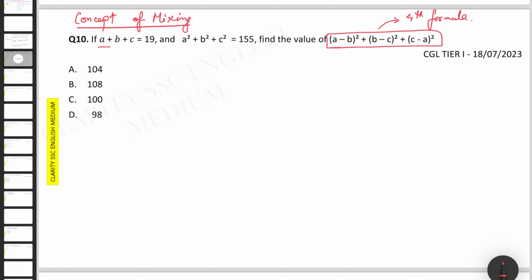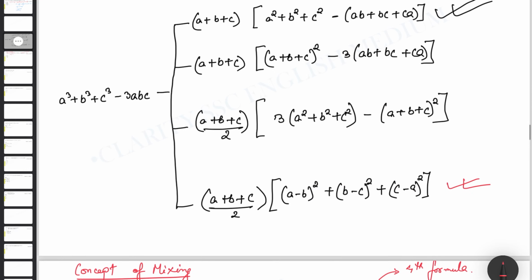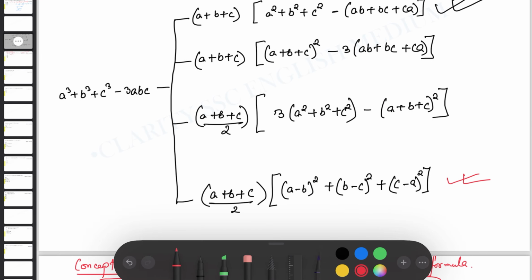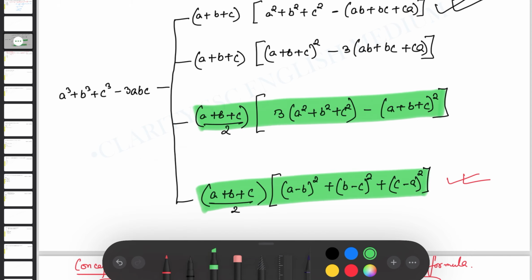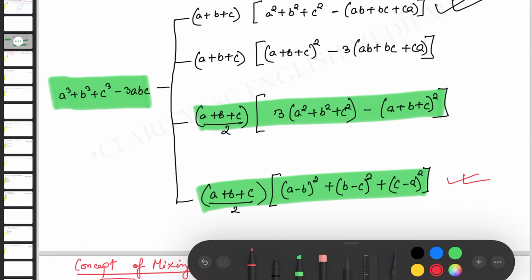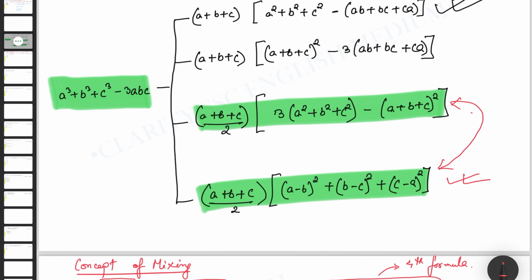And these two, a plus b plus c and a square plus b square plus c square, are given in the third formula. We are going to mix the third and fourth formula. See this. The third formula is here and the fourth formula is here, and both are equal to a cube plus b cube plus c cube minus thrice abc. So we can equate these two formulas.